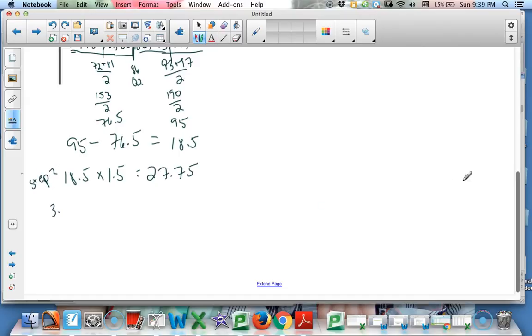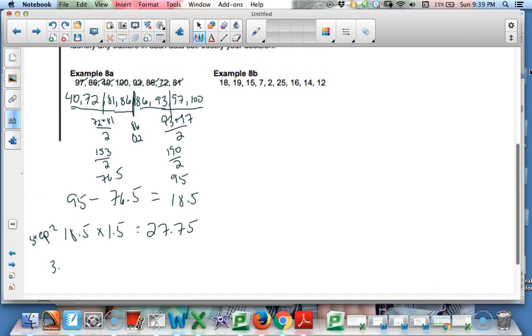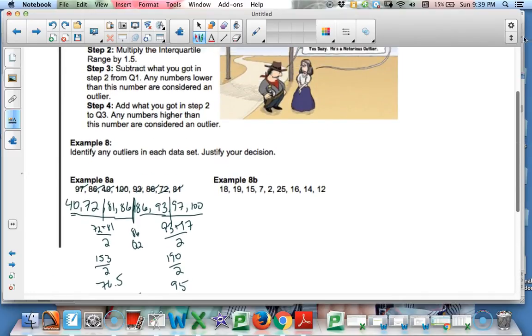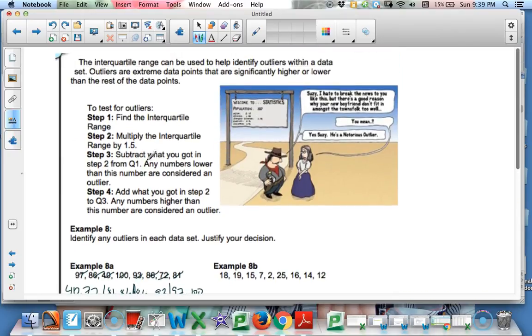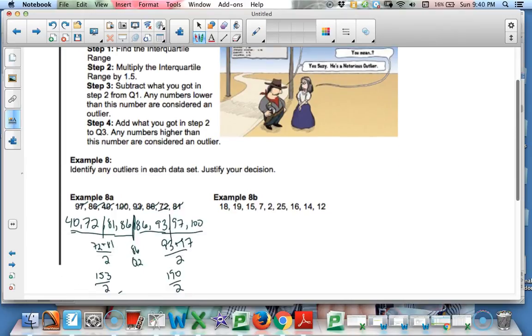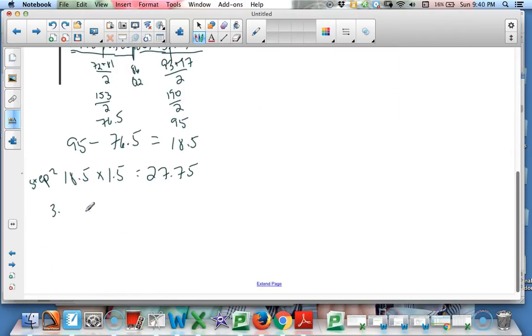Step 3 is we're going to take that value that we got from multiplying the IQR by 1.5 and subtract it from Q1, and then add it to Q3. So that's step 3 and step 4. Step 3 is Q1, which was 76.5, minus 27.75. Well, let's pull up the calculators again. 76.5 minus 27.75 is equal to 48.75.